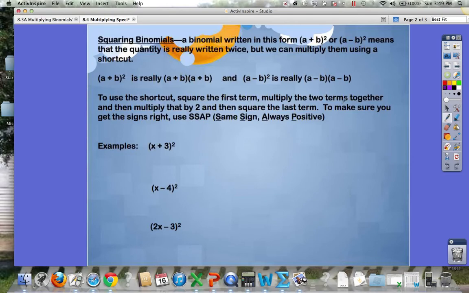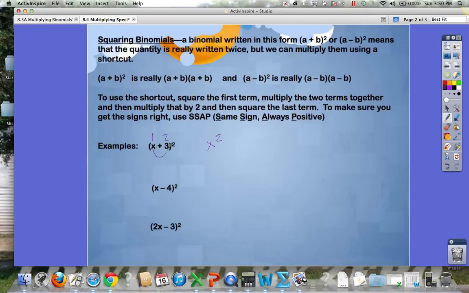To make sure that you get the signs right, we have a little acronym that you can use. It's SSAP or SAP: same sign, always positive. So let me show you what we're going to do. The first example says (x plus 3) quantity squared. This is the number 1 term and this is the number 2 term. Take the first term and square it. So x times x is x squared.